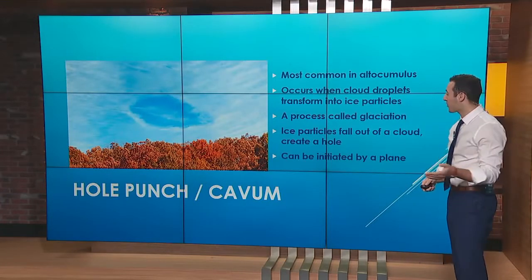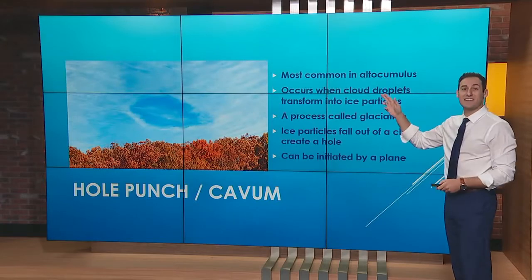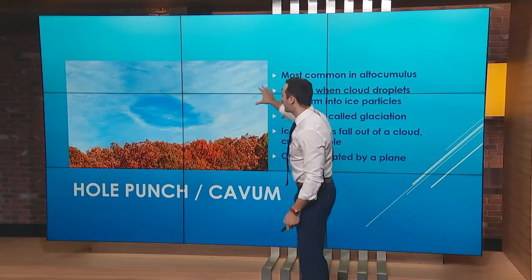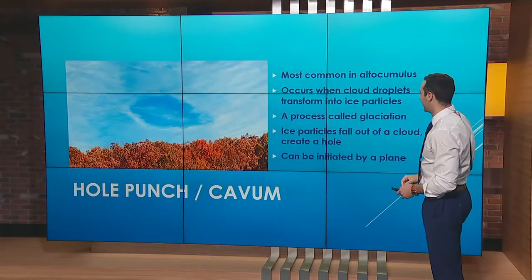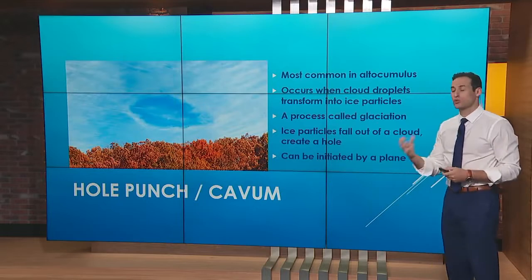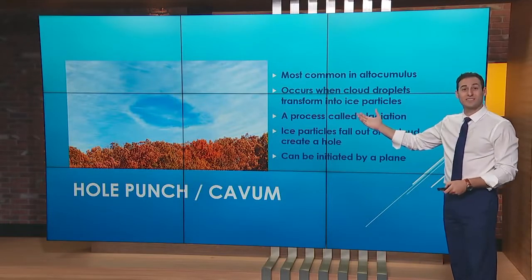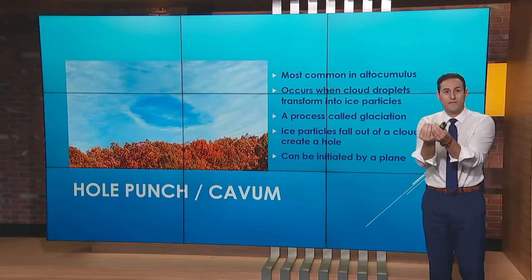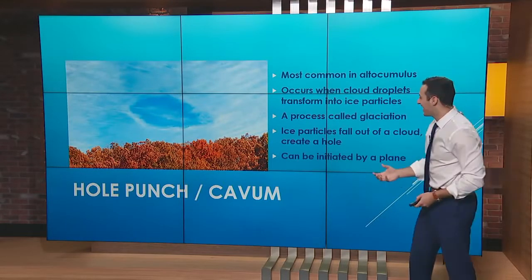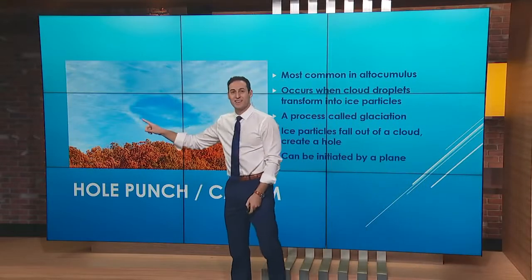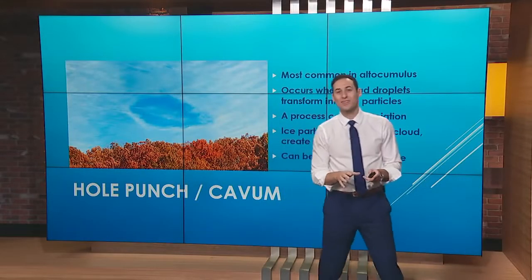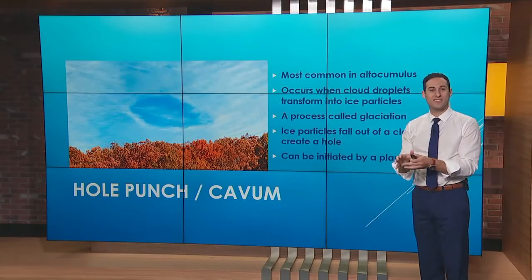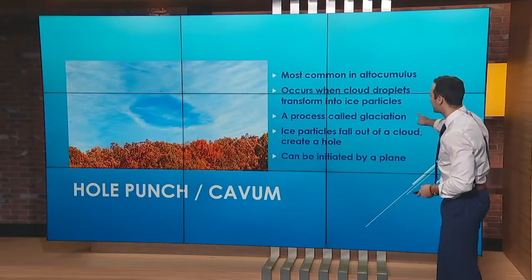A hole punch or cavum cloud. This is most common in Altocumulus. However, this cloud right here that you're seeing, this is Cirrostratus or Cirrocumulus, it looks like. So it occurs when cloud droplets transform into ice particles, a process called glaciation that we already talked about. So ice particles, they literally fall out of the sky because they're too heavy, and it creates this hole punch feature. So this can happen on its own, or it usually happens when an airplane flies nearby and it cools off some of the air particles and causes the process of glaciation.